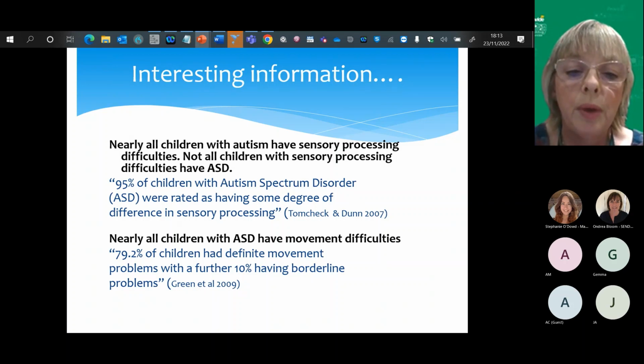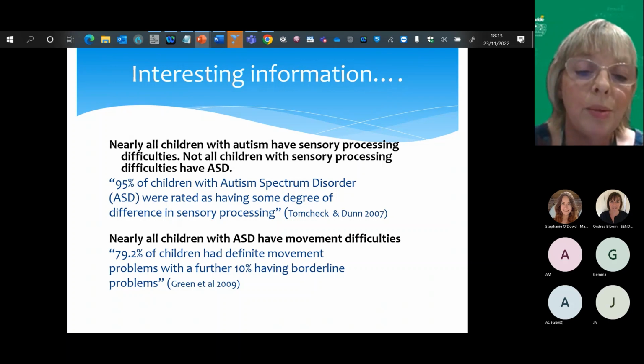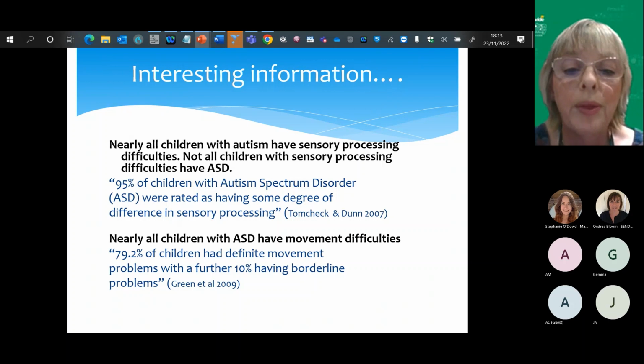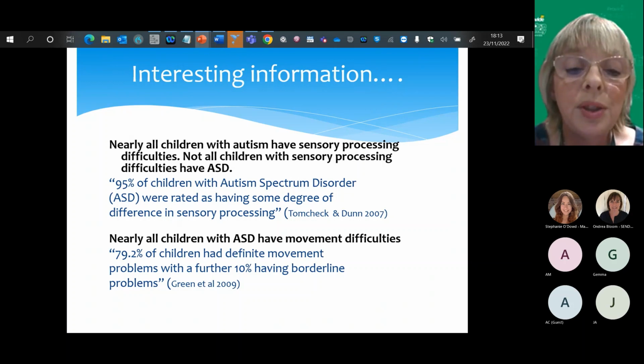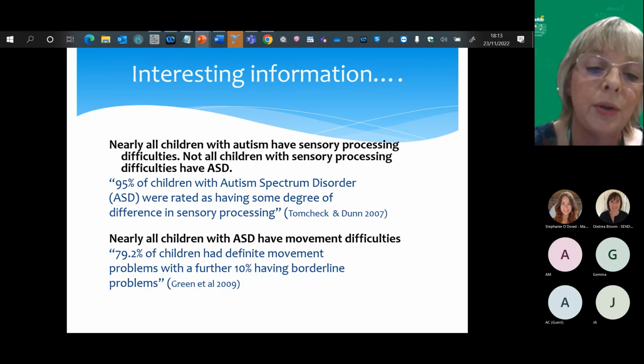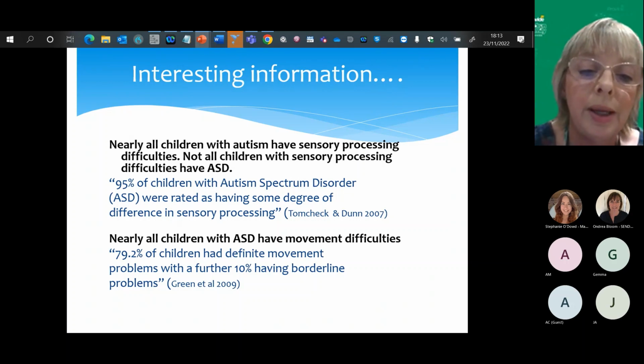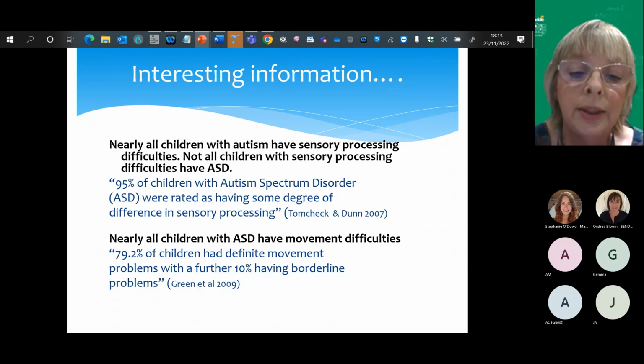If you speak to professionals that have done a lot of work with autism, they will tell you that they've come across children that don't have autism who have sensory processing difficulties, but what they haven't come across is children with autism who don't have sensory processing difficulties. So it's in exactly the same way as autism is a spectrum, sensory processing difficulties are a spectrum, and they have different impacts on different children. The other thing is that nearly all children with autistic spectrum disorder have movement difficulties.